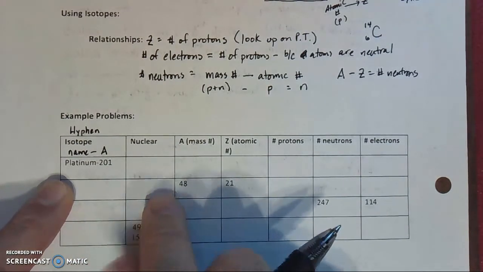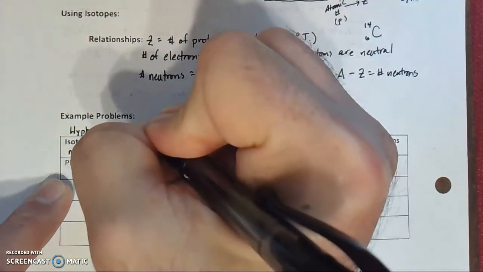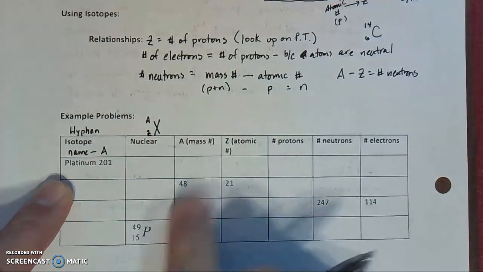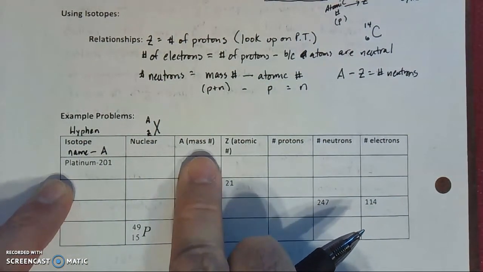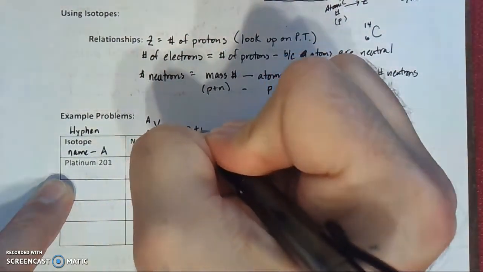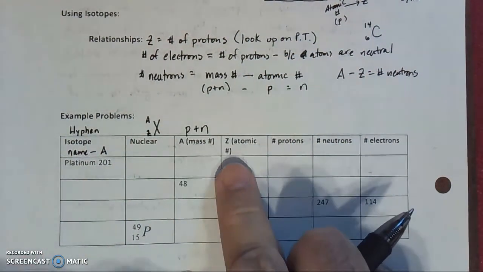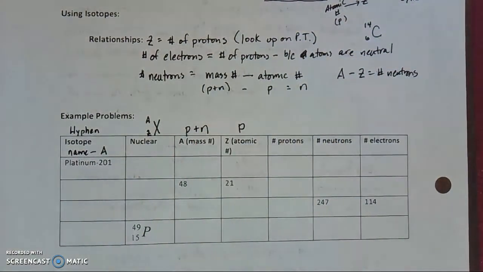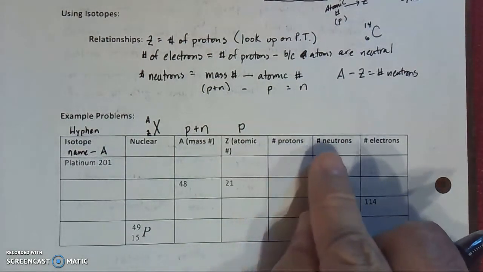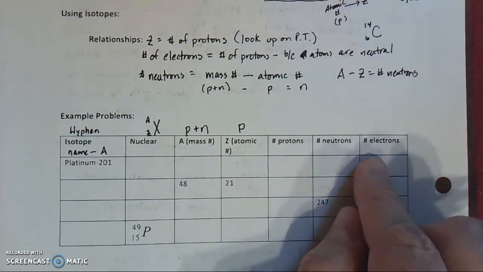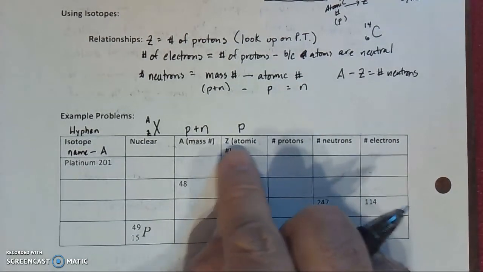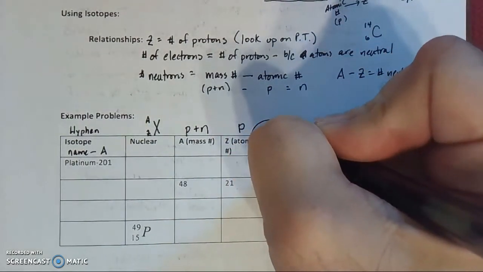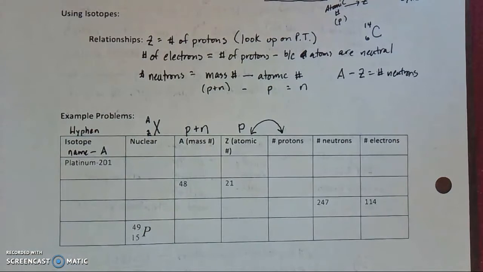Here we have the nuclear method, and we know that in the nuclear method, we write A as a superscript and Z as a subscript. Here we have A, or the mass number. This is protons plus neutrons. Here we have Z, the atomic number, which is the number of protons. And then you can see here we have number of protons, number of neutrons, and number of electrons. So you can see that Z, the atomic number, its definition is the number of protons. So these two things in this chart are going to be the same.